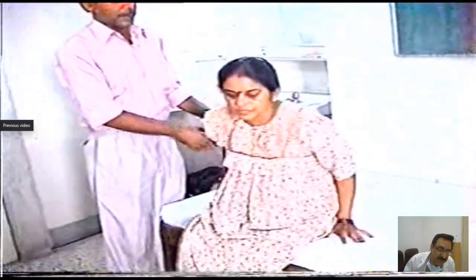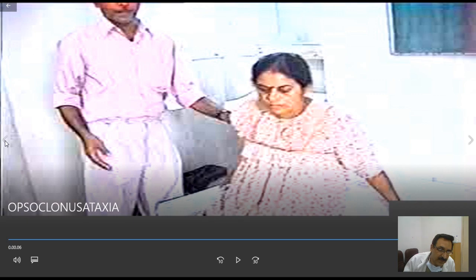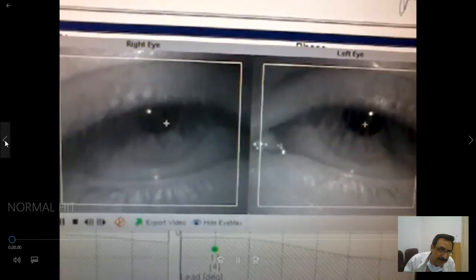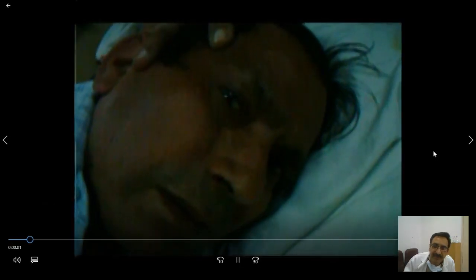As you can see, she also has ataxia associated with it, which also is inhibited by her tensing her muscles and her fixating her eyes. So we get back to our slides.